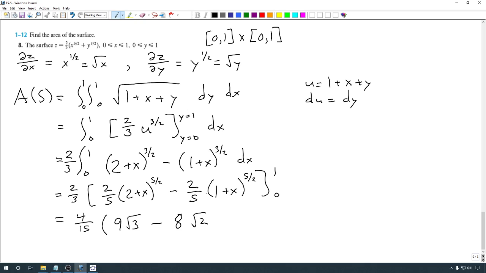And then finally, we plug in 0 here. We have a 1 to the 5 halves, or just 1, but we are subtracting the negative 1, so we add 1. And that's as simple as we can write it out. This is our result: 4/5 times this thing involving 2 different square roots.